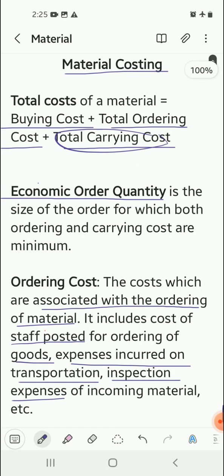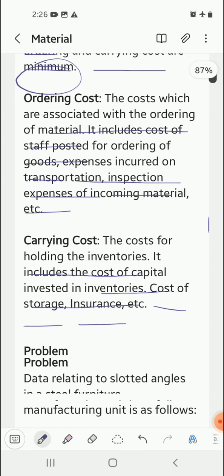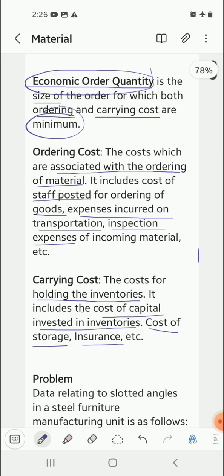Now, as we have understood what the total cost is, we have to understand what the economic order quantity is. It is that size of the order for which both the ordering and the carrying costs are minimum. That is, it is that particular lot of a commodity which is the most economic or the most suitable. And we can understand that when the ordering and the carrying costs both together are at minimum.